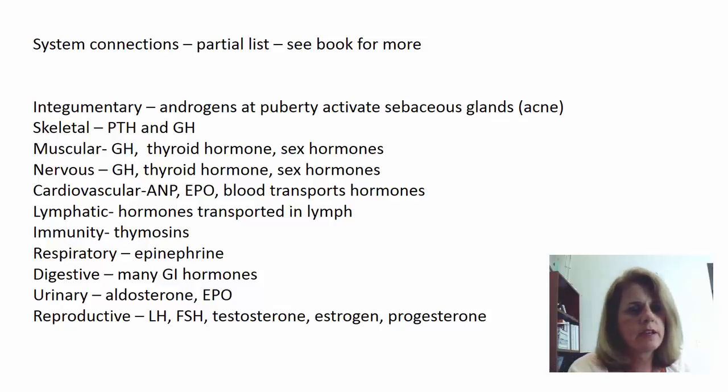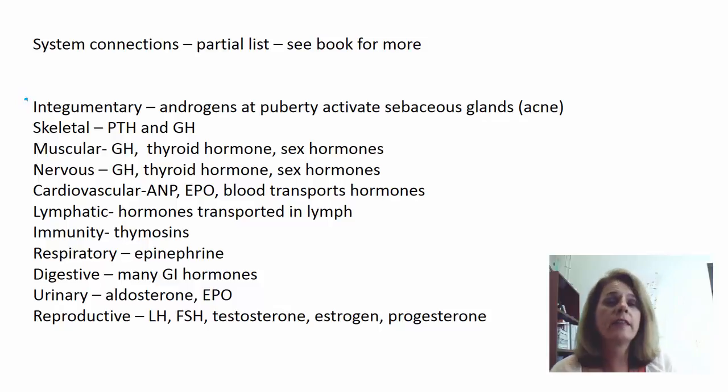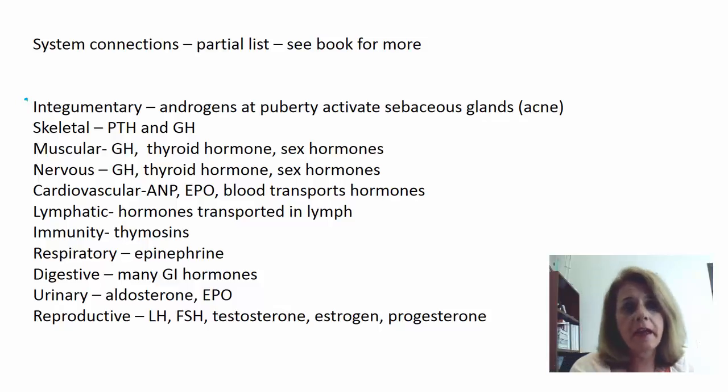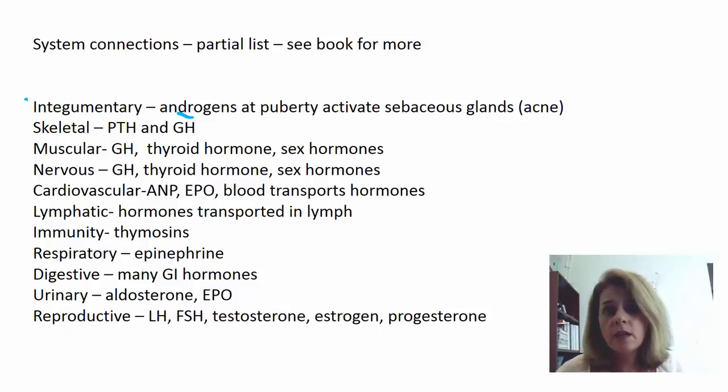So for example, integumentary. We know that the endocrine system makes things like androgens, those sex hormones, and those sex hormones are going to turn on sebaceous glands. That's why you get acne when you're a teenager. What does the integumentary system do for the endocrine system? Well, it protects it for one thing, right? It protects the endocrine system. So that's one of the jobs it does.